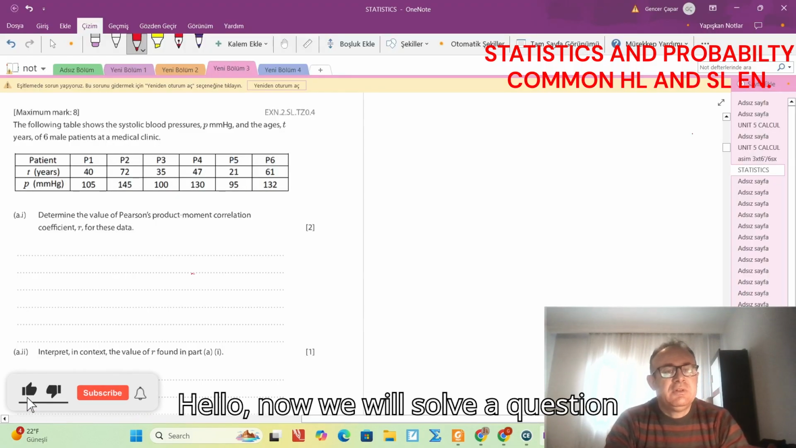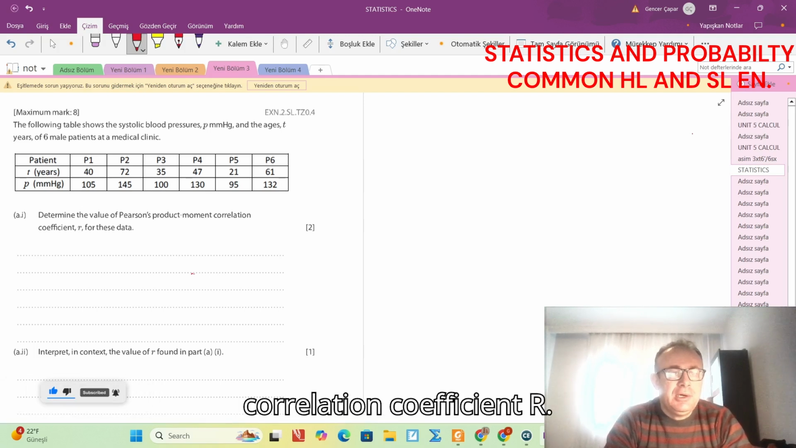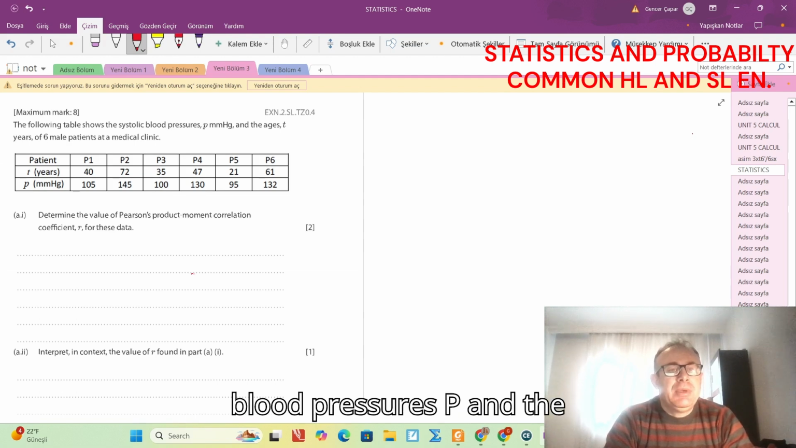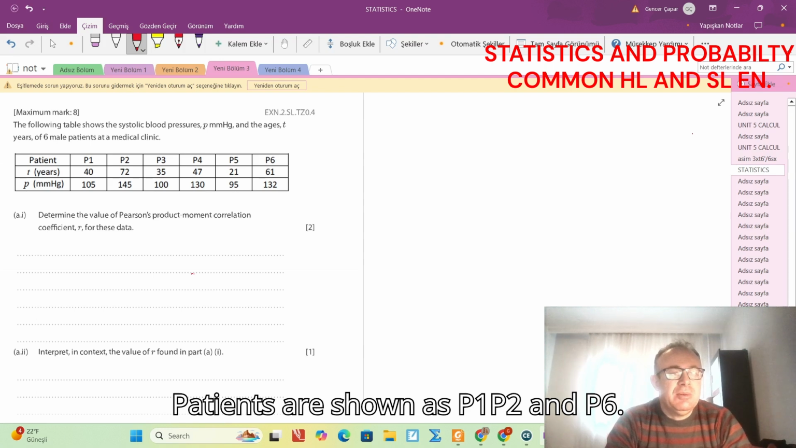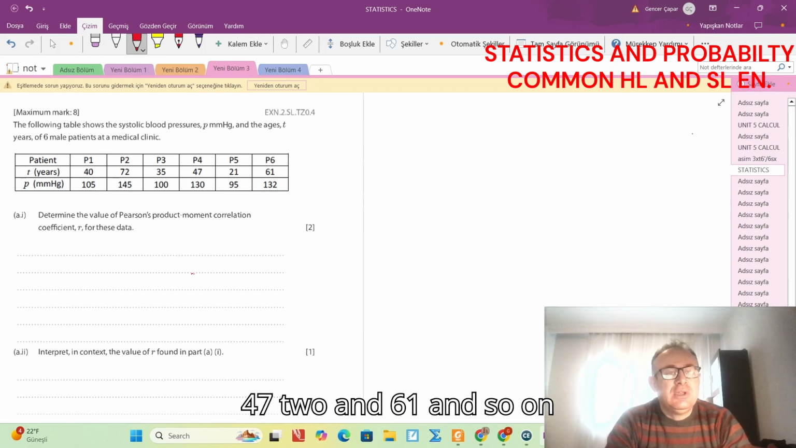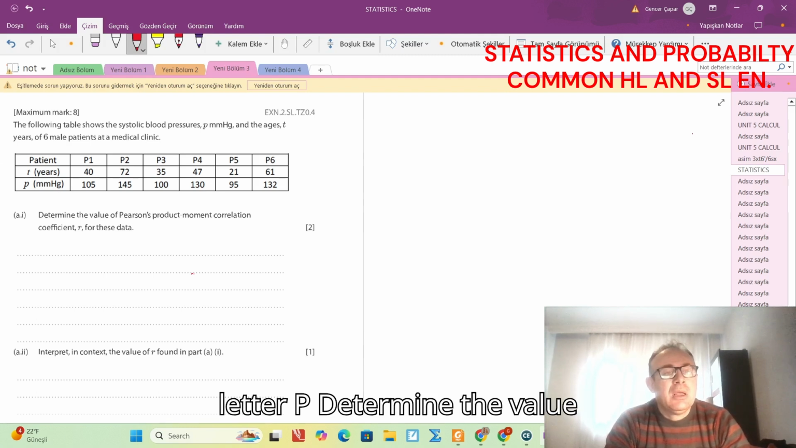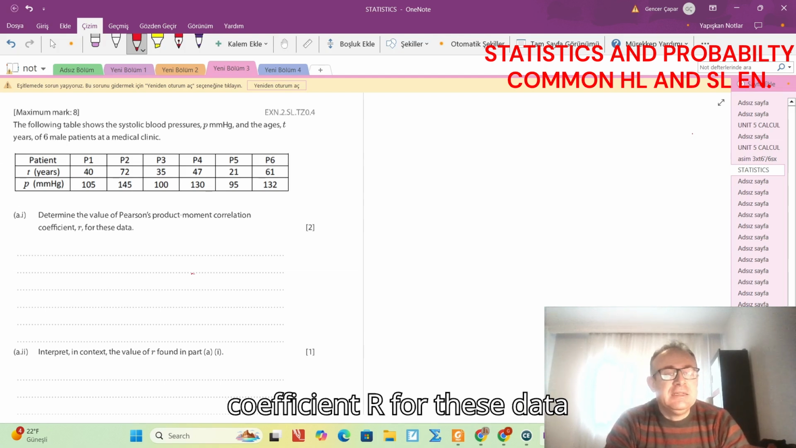Hello. Now we will solve a question covering Pearson's product moment correlation coefficient r. The following table shows the systolic blood pressures P and the age T years of 6 male patients at a medical clinic. Patients are shown as P1, P2, and P6. Years of age are shown as T, 47, 2, and 61, and so on. And blood pressure is shown as letter P. Determine the value of Pearson's product moment correlation coefficient r for these data.